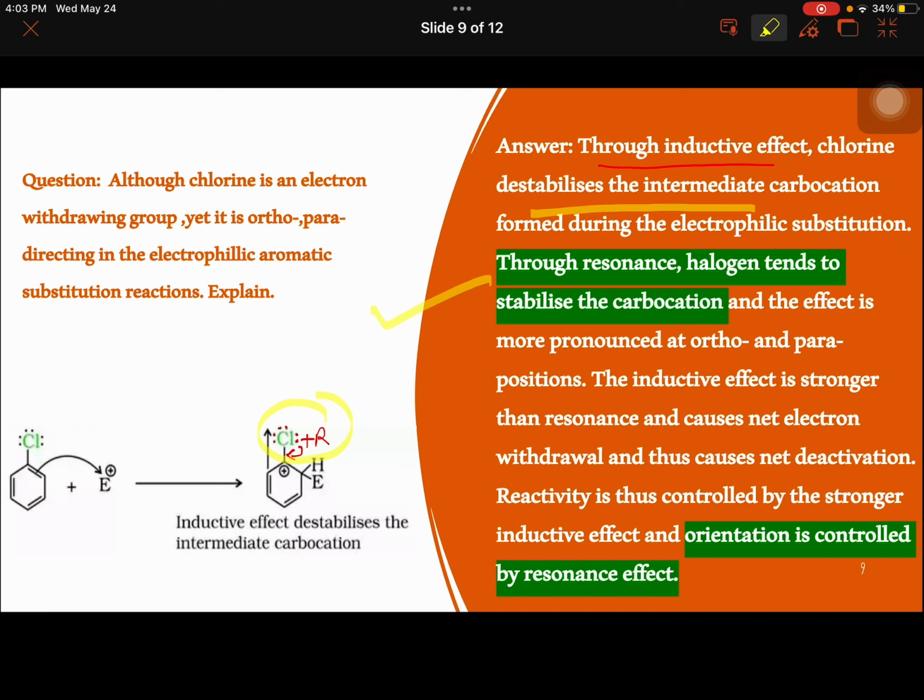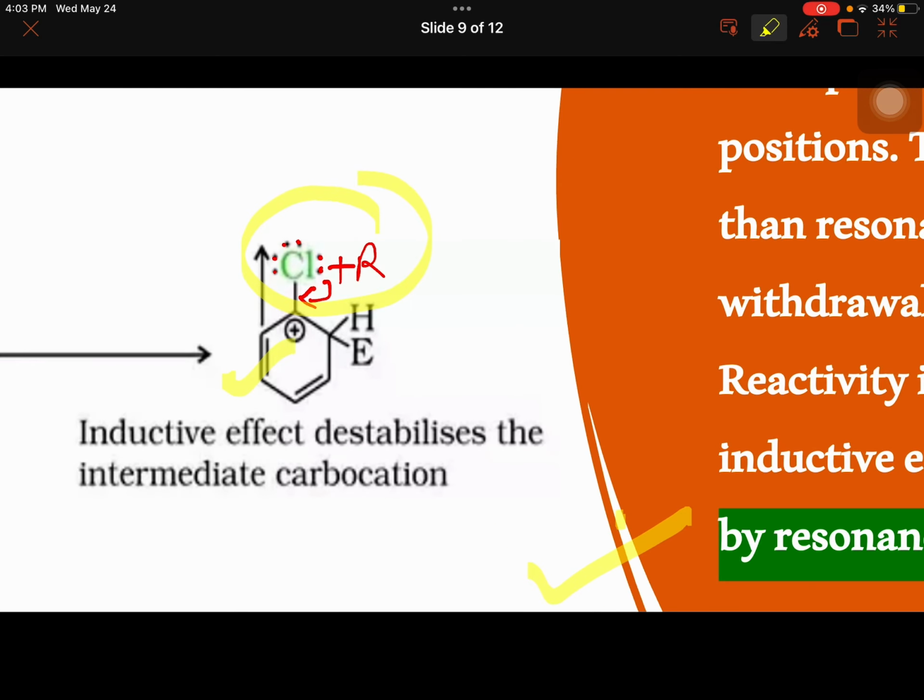That means the reactivity is controlled by the inductive effect, but the orientation means that where will the electrophile attack, on ortho para or on meta, that is called orientation. Orientation is controlled by resonance effect. So resonance effect is taking the reaction further. Chlorine offers its lone pair to show plus R effect, positive resonance effect. It stabilizes this carbocation and the reaction moves further to give you the product.